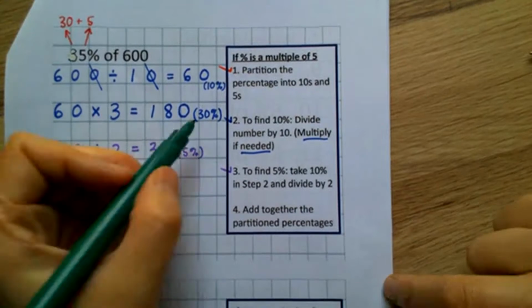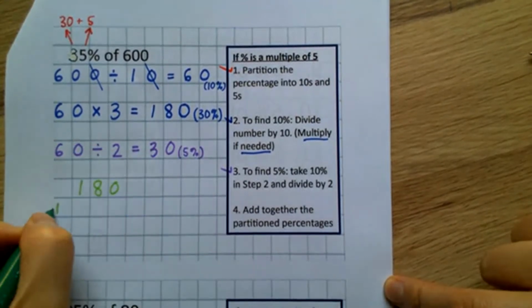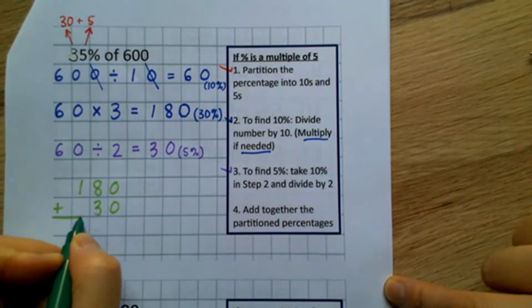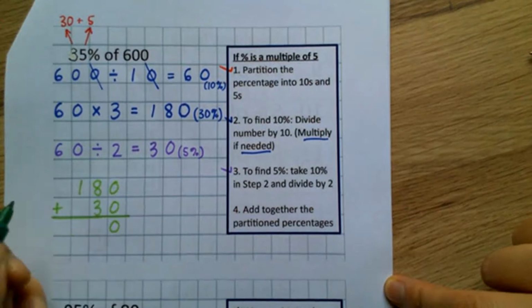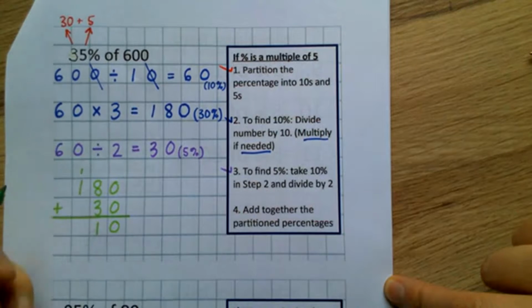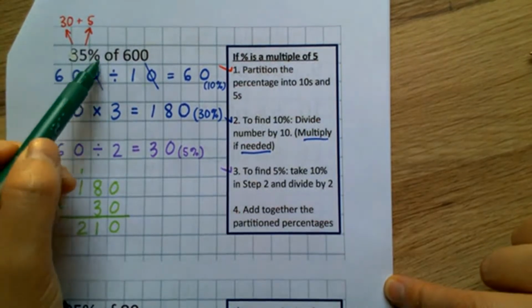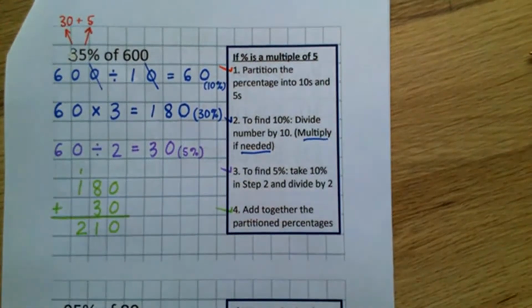Right, so I'm looking for, well, I know that this is 30%, so that's 180, plus my 5% here, and I'm going to add them together. 0 plus 0 equals 0. 8 plus 3 equals 11. I'm going to regroup. 1 plus 1 equals 2. So 35% of 600 is 210. So let's continue with this.